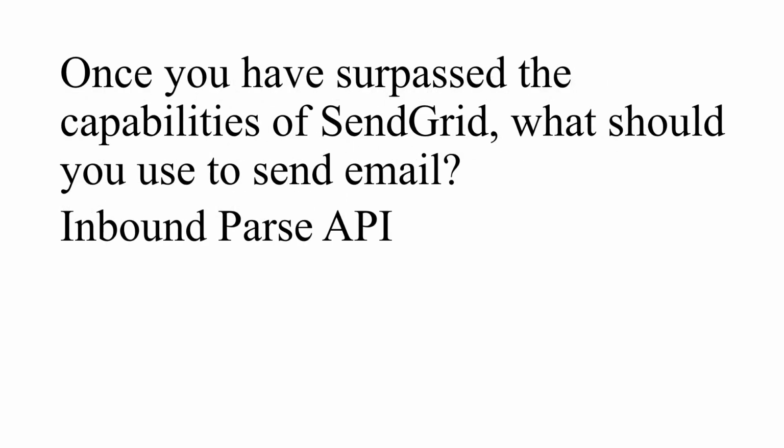Once you have surpassed the capabilities of SendGrid, what should you use to send email? It's the Inbound Parse API. The Inbound Parse API helps to send email using Google App Engine, where SendGrid capabilities can be surpassed.